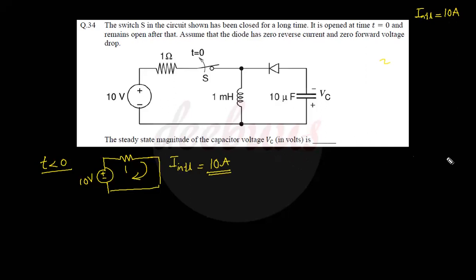Now for t greater than 0, it is mentioned that the diode is an ideal one, 0 reverse current and 0 forward voltage drop. So for t greater than 0, we can draw the circuit. And again for t greater than 0, the inductor attains steady state, that is, it finally reaches a short circuit condition. So I am plotting the circuit for t greater than 0. This is the diode. In this circuit the diode is an ideal one, so I can replace this diode with a short circuit.